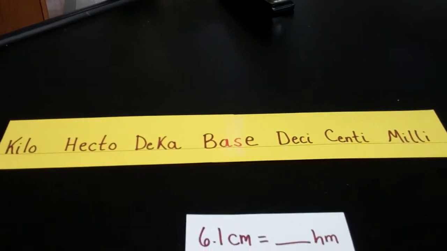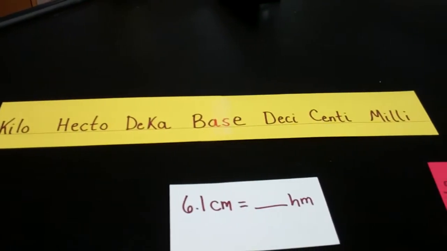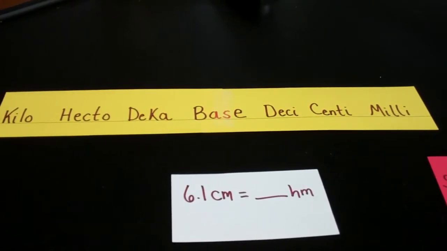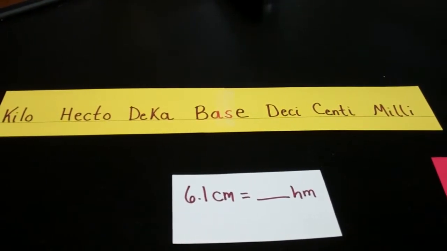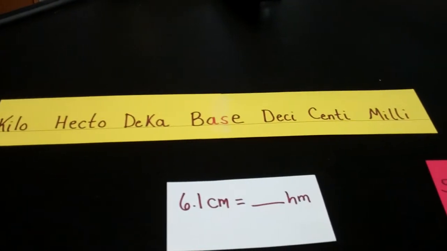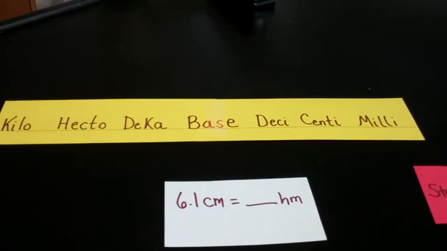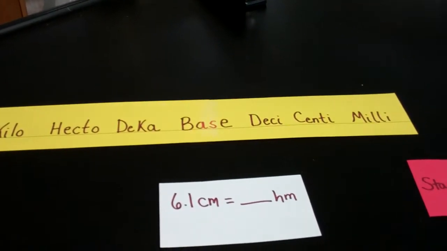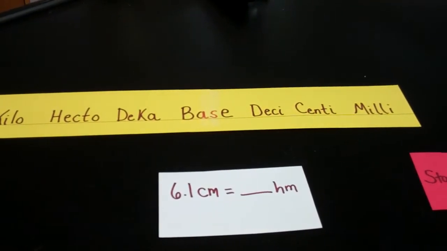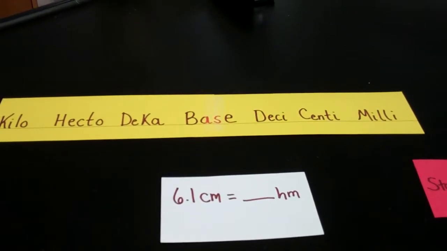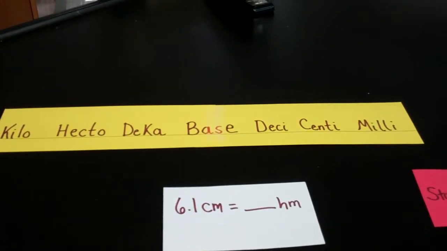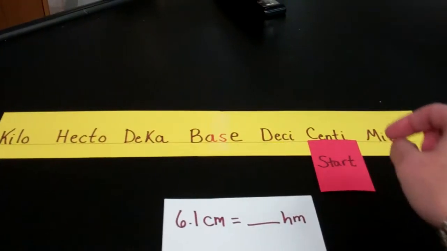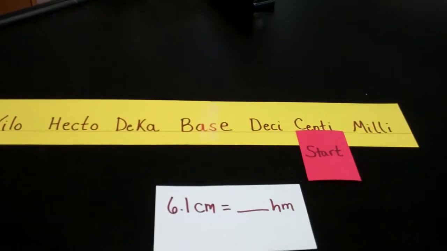Let's take, for example, this conversion question. We have 6.1 centimeters and we want to convert it into hectometers to make the 2 measurements equal. So the first thing we do is look for centi on our metric system. We are measuring the distance of something because centimeters, the base unit, is meters, which means we measure the distance. So centi is located right here. So we put start next to centi.